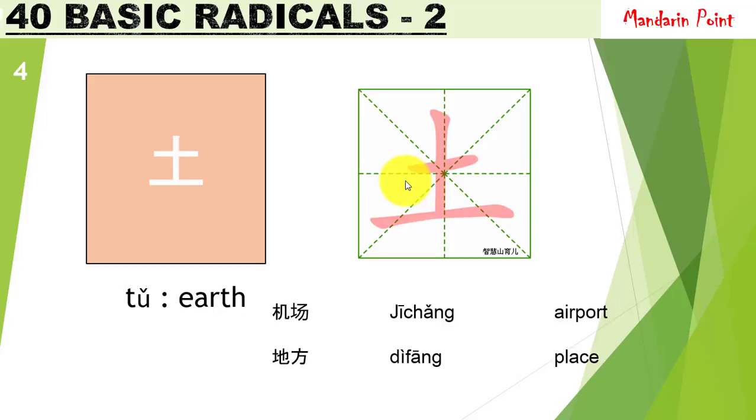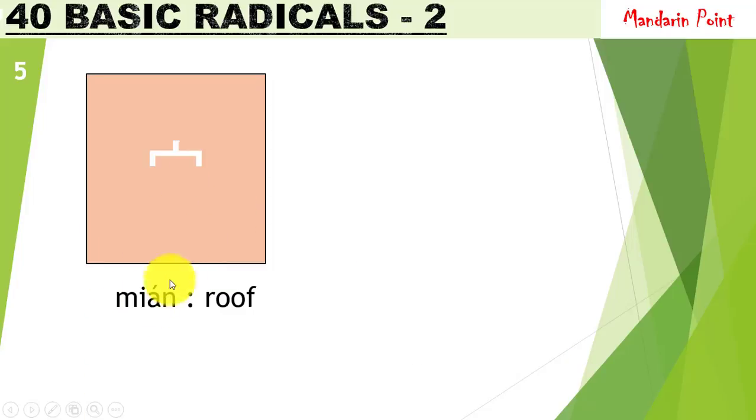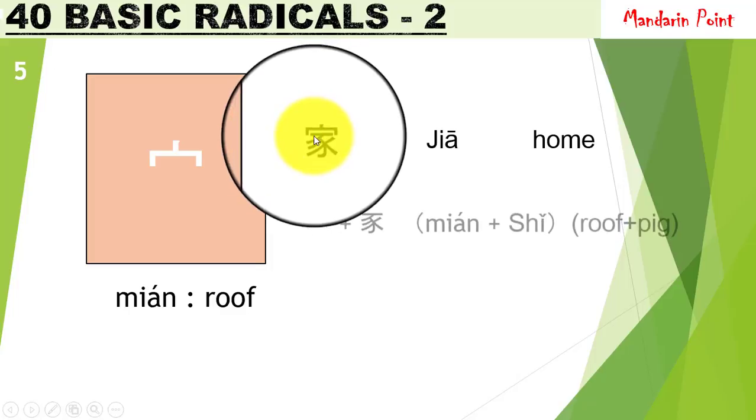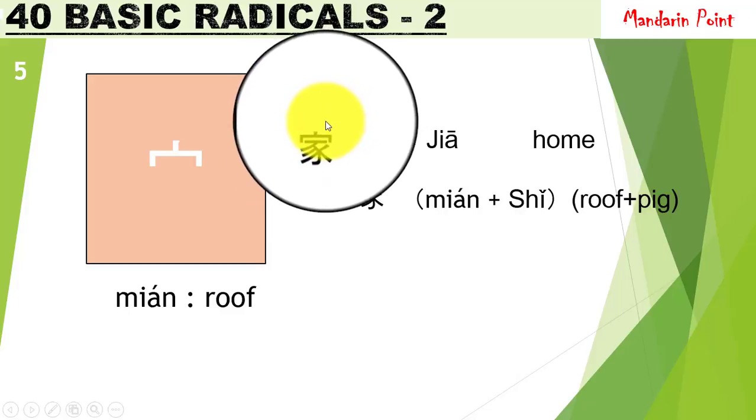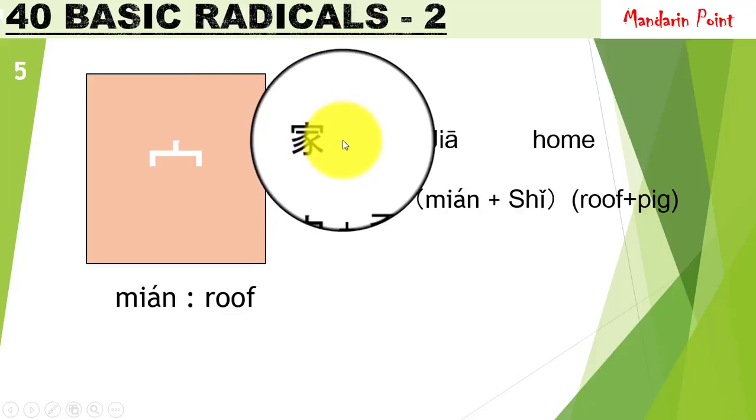If you don't know about these basic strokes, you can watch our first three videos where we discussed them in detail. The next radical is mian, meaning roof. You can also get the idea of a roof from this character. A roof basically acts as shelter for any person or animal. For example, here we have jia, meaning home. This character is composed of this mian and this shi, which means pig. So a pig under a roof means that he is at home.